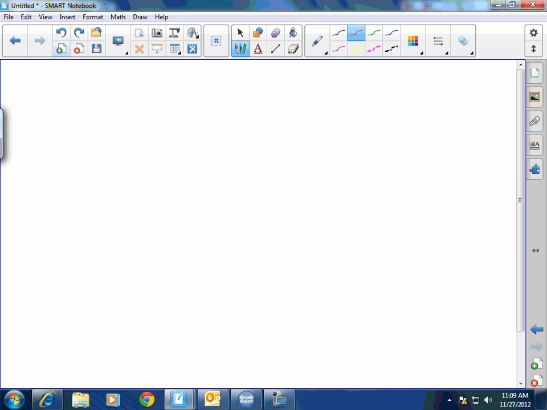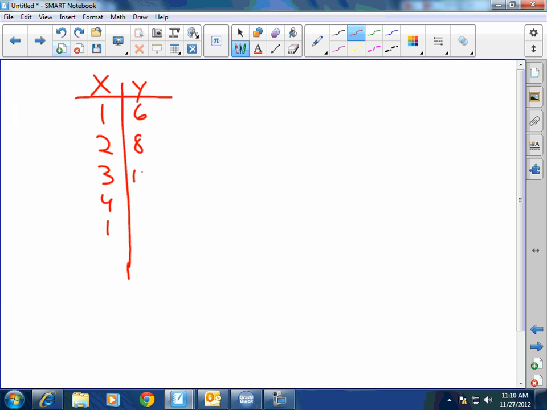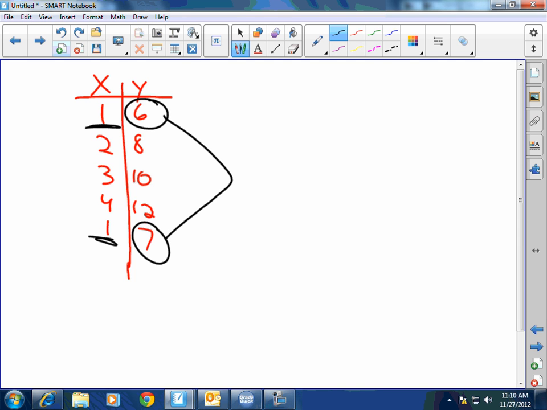For example, if you saw a table, and I have x values 1, 2, 3, 4, 1, and I just say 6, 8, 10, 12, 7. Can I have two different y values for the same x value? So that's not a function. We haven't even really gotten to the section on function, okay? I just wanted to give this to you now to set the tone for functions.